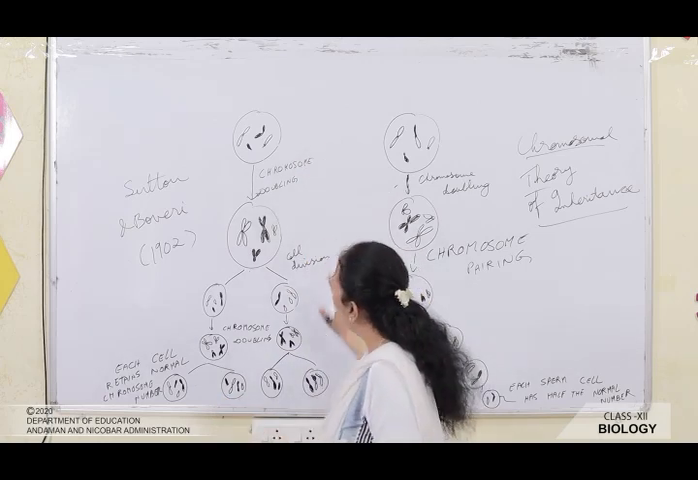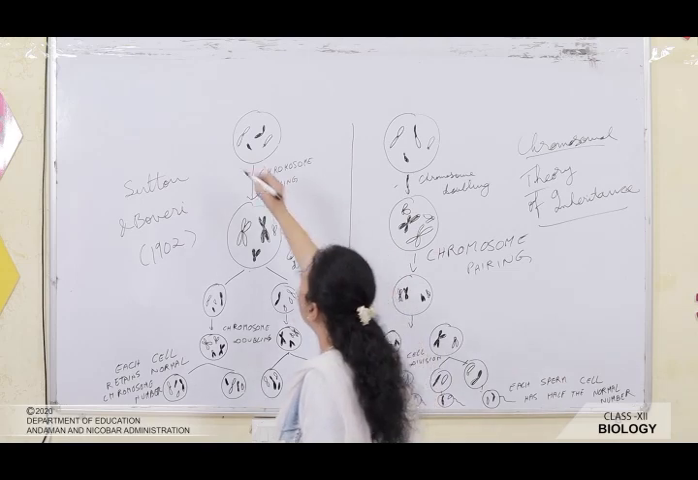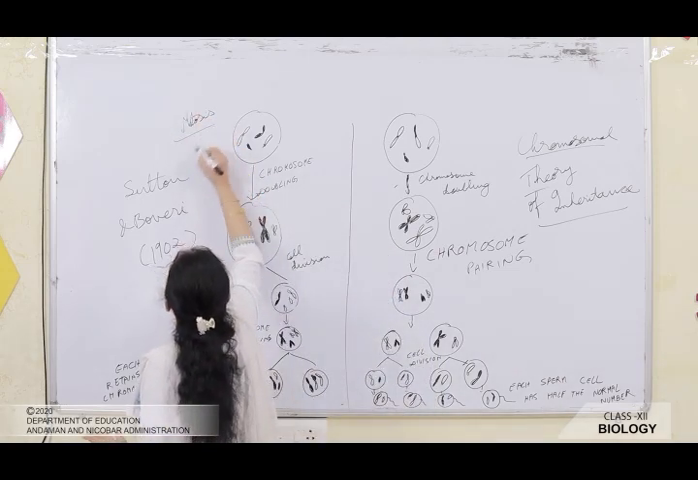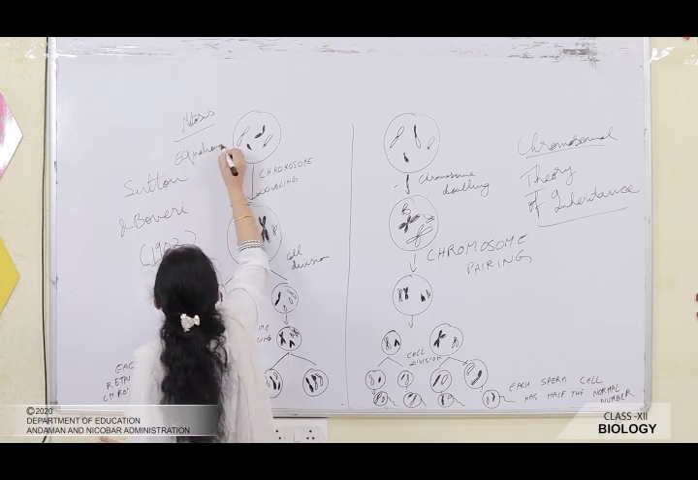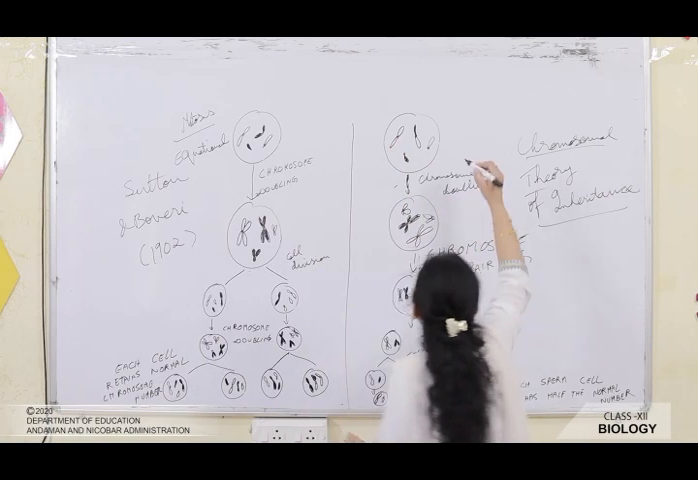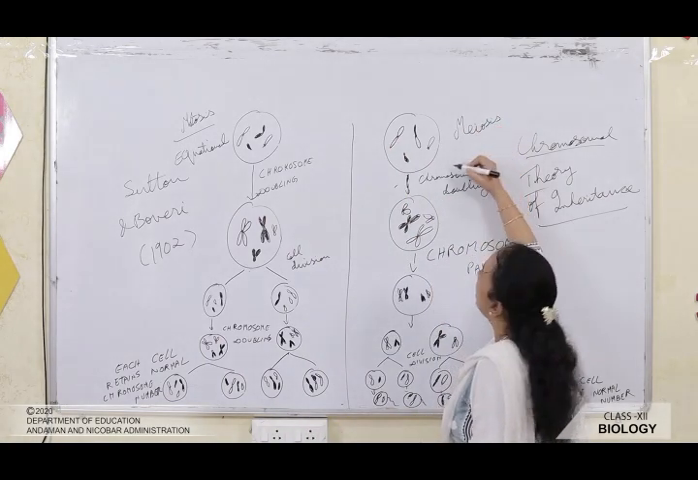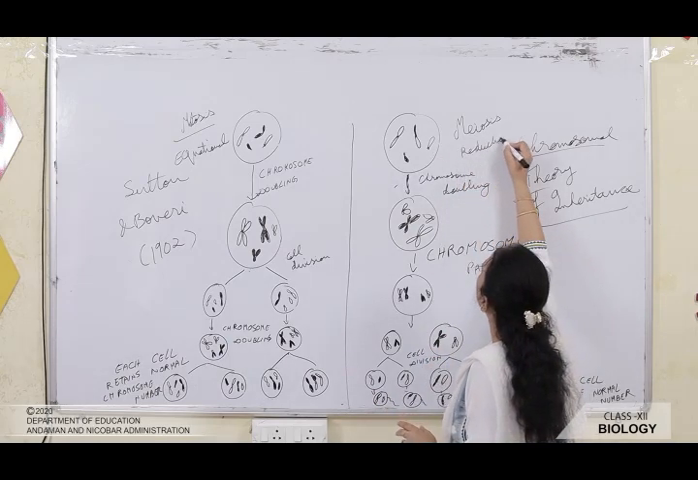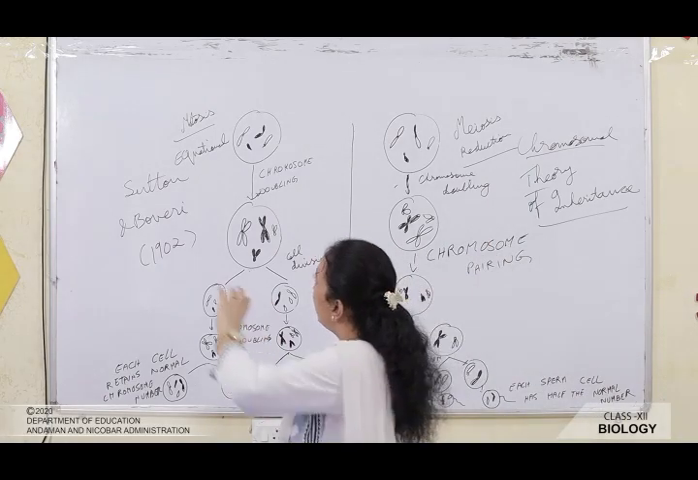This I have drawn about mitosis, this whole thing. This is mitosis. The division in mitosis is equational division. And this I have drawn is meiosis. The division in meiosis is known as reduction division. So we'll start from the very beginning. Basically, what is mitosis?